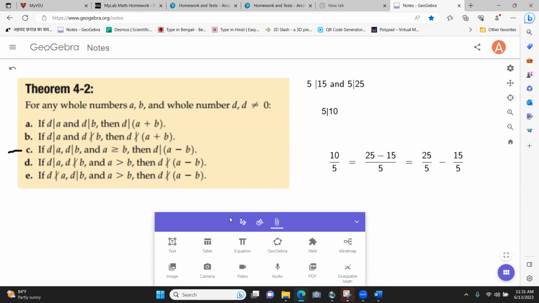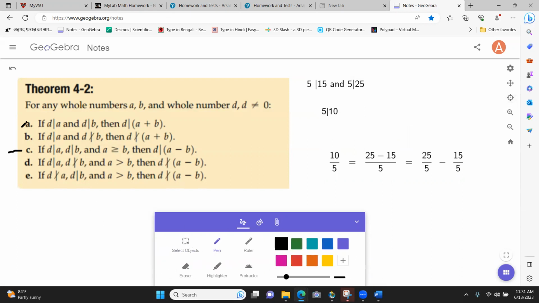So really, what I'm trying to say, guys, I want you to kind of understand this. I don't think you'll use it too much. And this one is saying, if it divides one, but not the other, then D will not divide the sum. This is same as C. If it divides one, not the other, then the difference is not going to be divisible by D. Here it's the same deal. Here D doesn't divide A, but D divides B, so the difference will not be divisible. I'm more interested in A and C.